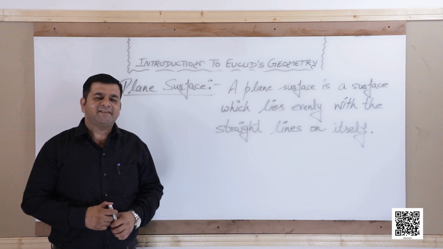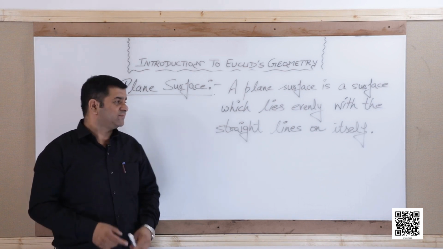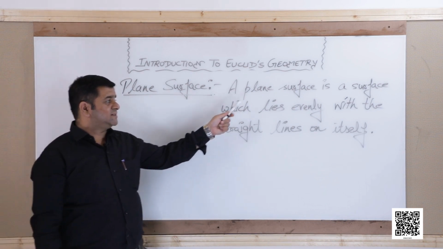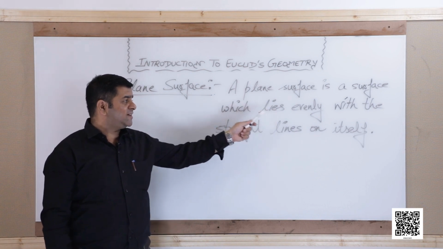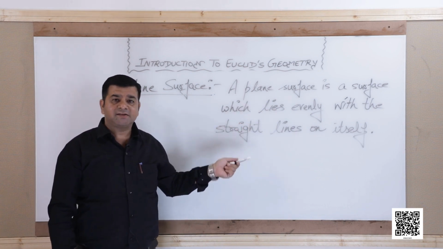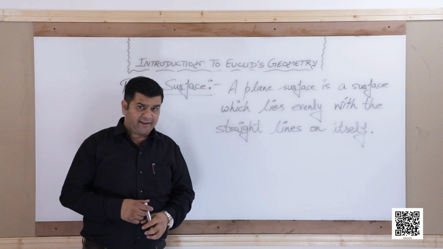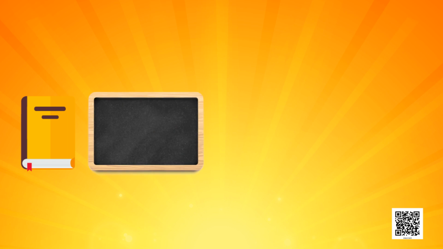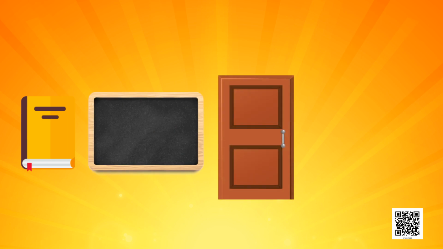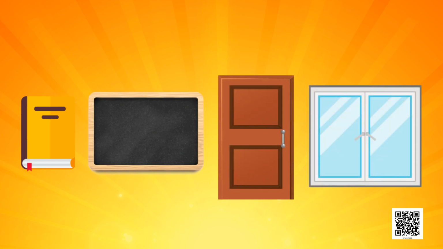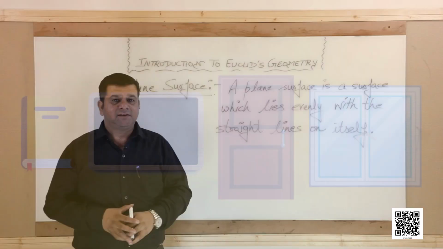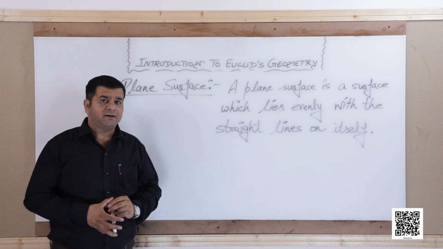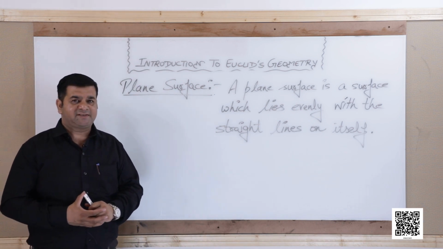Next definition is plane surface. A plane surface is a surface which lies evenly with the straight lines on itself. As you can see on the plane surface of your book or a blackboard, a door or window, it lies evenly with the straight lines. This is called a plane surface.